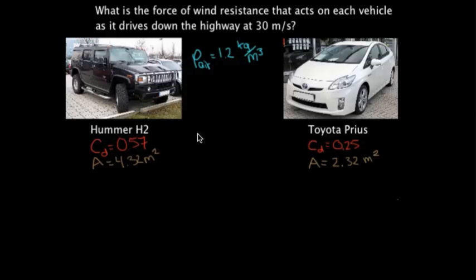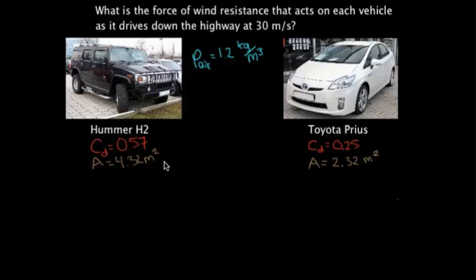So I have this example here that we're going to use to illustrate the force of drag that acts on these two cars. And I'm sure you can predict just based on the names here which one is going to have more drag. But we're going to go through the calculation and see how much more. So here we have a Hummer H2, and on the right here we have a Toyota Prius.